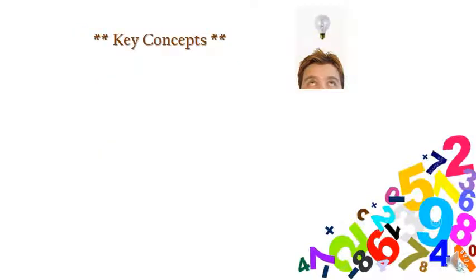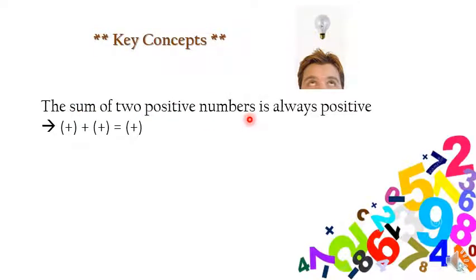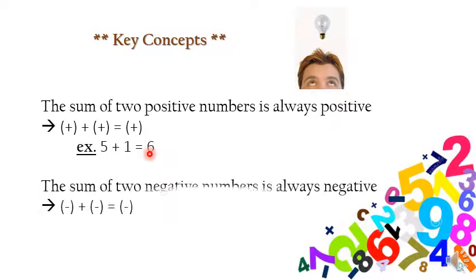So what are the key concepts? As you notice, the sum of two positive numbers is always positive. If I'm adding two positive numbers, the answer is positive. Example, 5 plus 1 will give me positive 6. While the sum of two negative numbers is always a negative number. Negative plus negative will give me negative. Example, negative 5 plus negative 1. The answer, as we calculated, is negative 6.